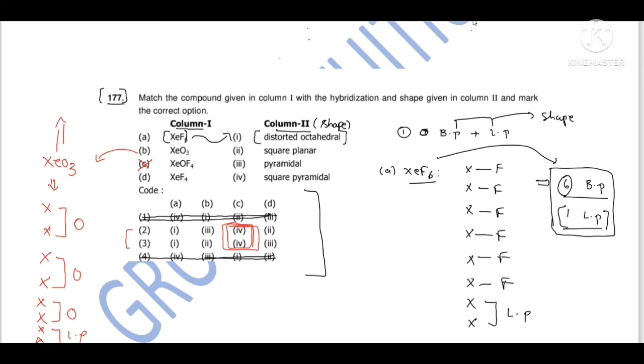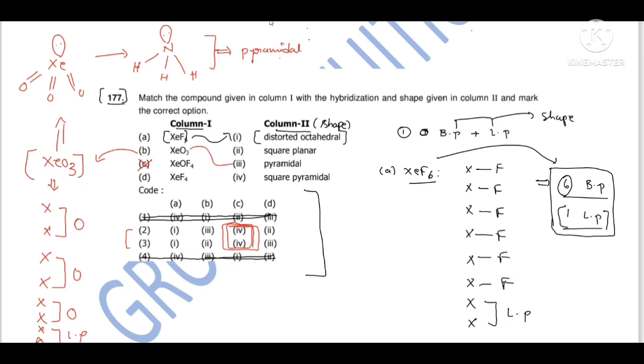Now let us try to draw its structure. Here xenon is double bonded with oxygen, double bonded with oxygen, double bonded with oxygen, and there is the presence of 1 lone pair. We may observe that this shape is similar to ammonia. Why? Because here also 3 bond pairs are present and 1 lone pair is present. The shape of ammonia is pyramidal. In the case of XeO3, its structure is also pyramidal. So B matches with 3.